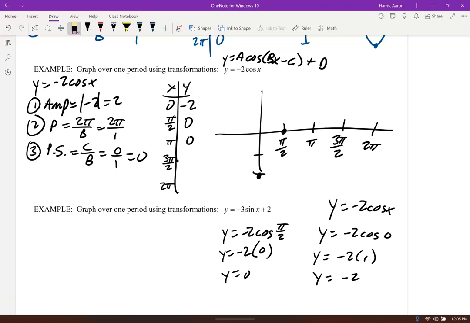Whoops. Pi, now let's throw in pi, sorry about that. Y equals negative 2 cosine of pi. Coming in a circle at 180 degrees, pi there, cosine pi, the x value there, it's negative 1, so negative 2 times negative 1 is 2. Plug in the 3 pi halves, plug in the 2 pi.